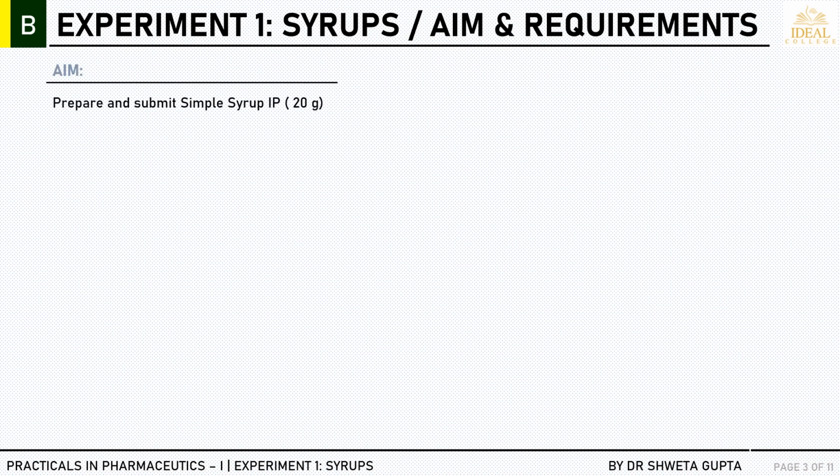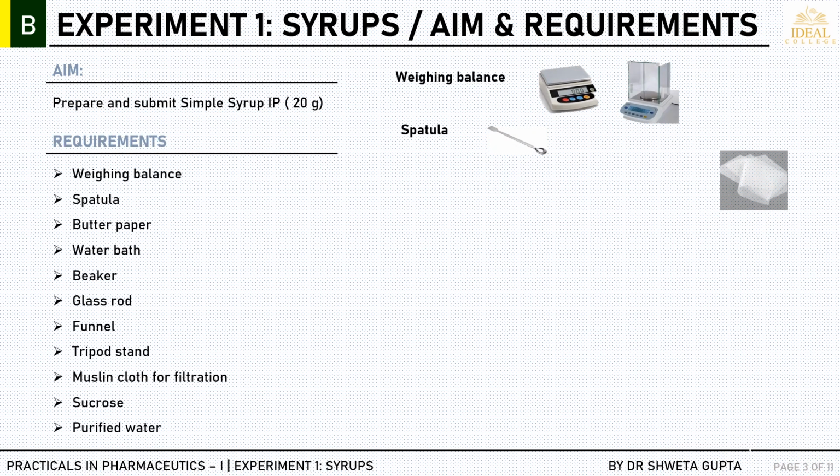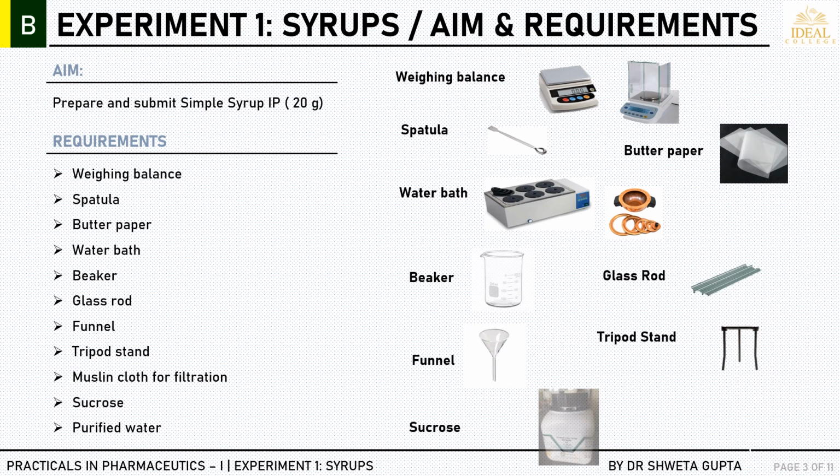The aim of the present experiment is to prepare and submit simple syrup IP 20 grams. The requirements for the experiment include weighing balance, spatula, butter paper, water bath, glasswares like beaker, glass rod, funnel, tripod stand, muslin cloth for filtration, and sucrose and purified water.